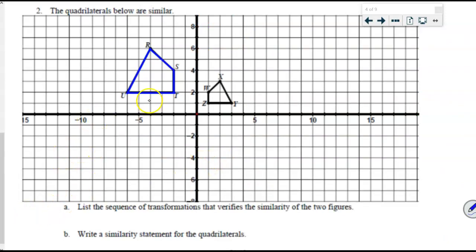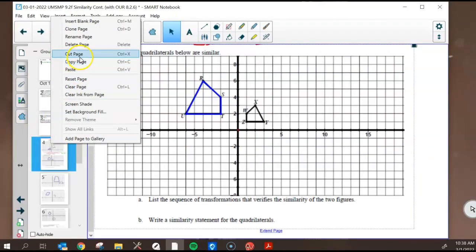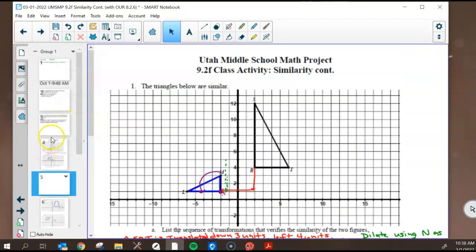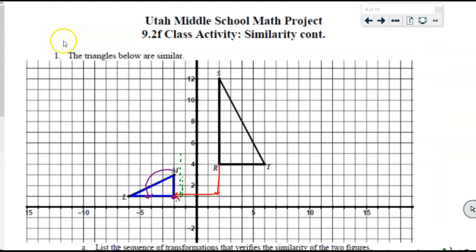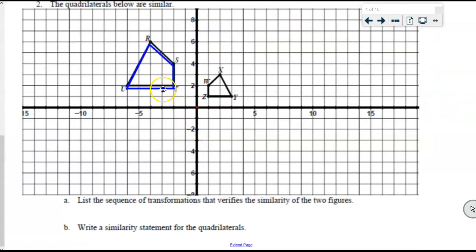If I start here at quadrilateral RSTU, what sequence of transformations would I need to do? Luke, get me started. What did you do first? Okay, translate it down 1 and right 1. While that is true, after we do it this way, in fact, I'm going to clone the page now. I want to show that there's another way that we can do this. Let me clone. Okay, so translate down 1 and right 1.